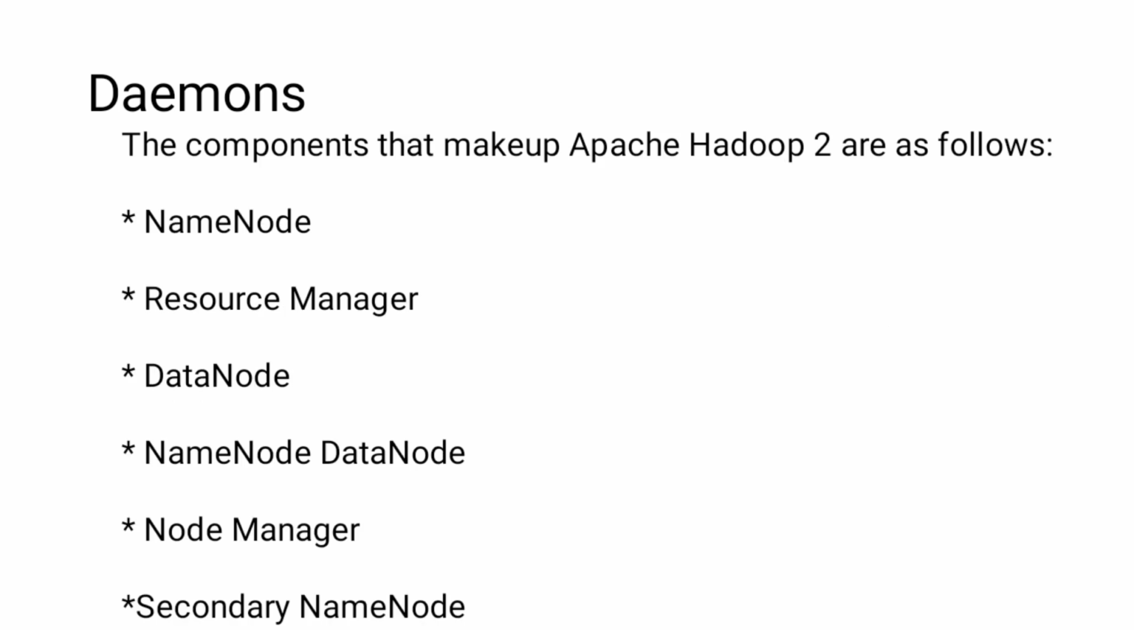Daemons. The components that make up Apache Hadoop 2 are as follows: name node, resource manager, data node, node manager, secondary name node. Name node. The name node daemon is a master daemon and is responsible for storing all the location information of the files present in HDFS. The actual data is never stored on a name node. In other words, it holds the metadata of the files in HDFS.